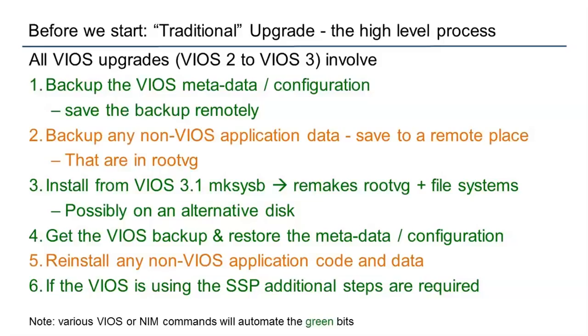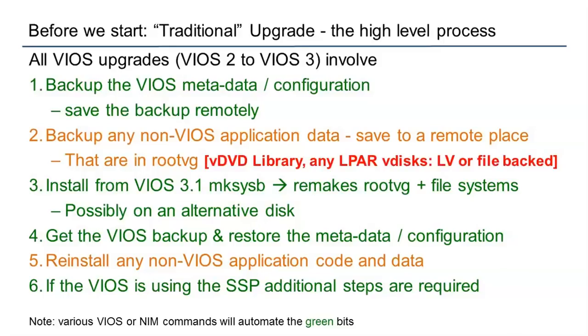The backup of non-VIOS applications happens there at step 2, so you have to save your code and your data for any of those applications that you want to put back that are in the root VG. If you have other disks that aren't in root VG, they'll be untouched. You can remount those and pull in any code and data on those. And then at step number 5, we'd have to reload the code and data for your special applications.